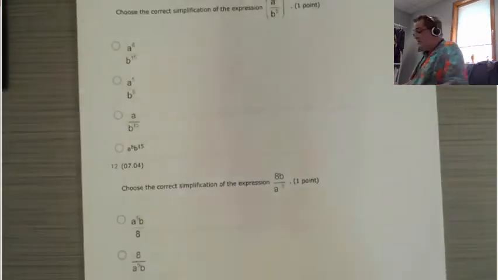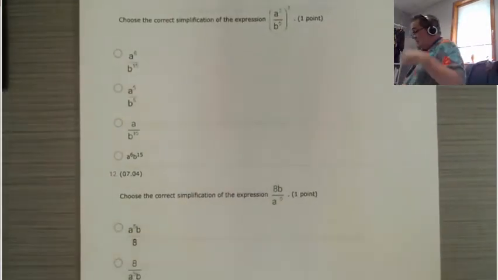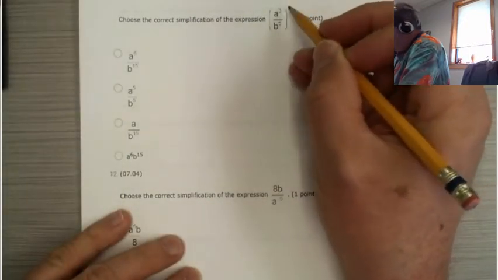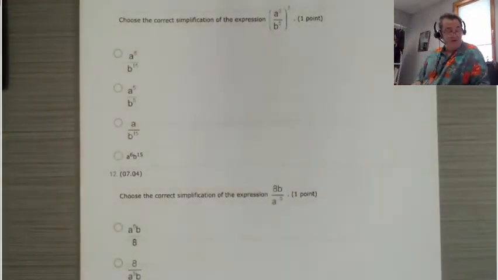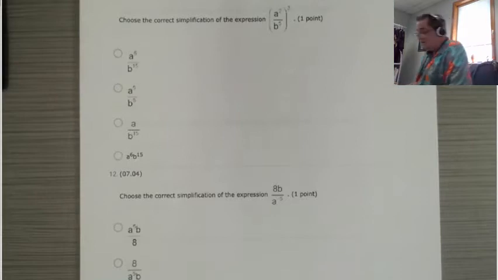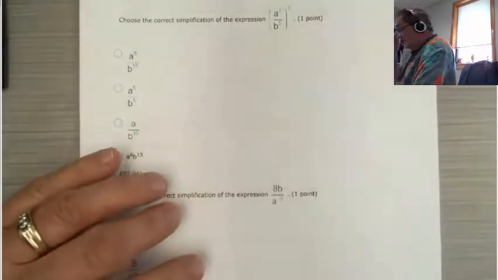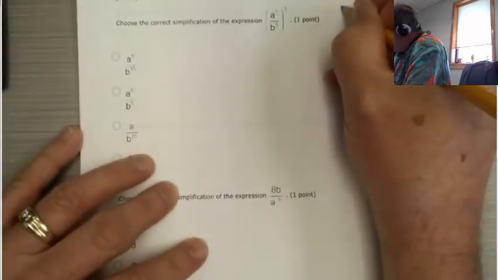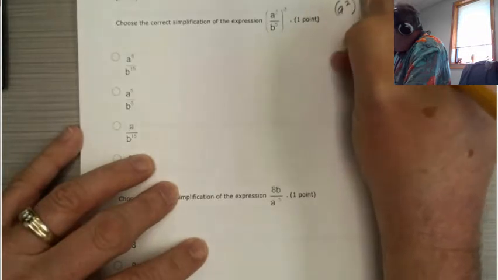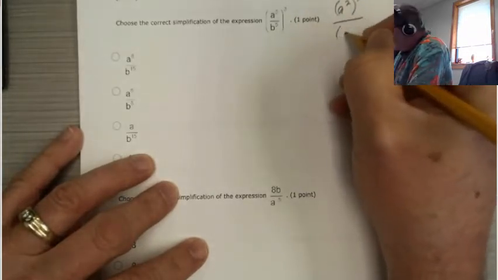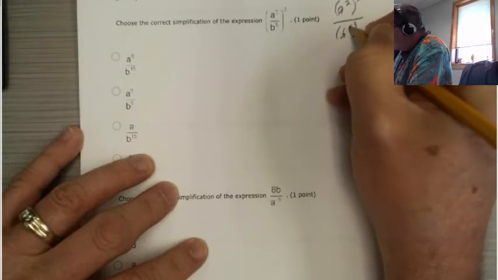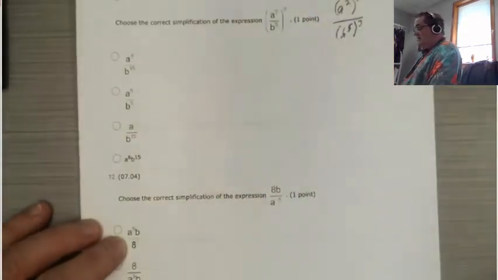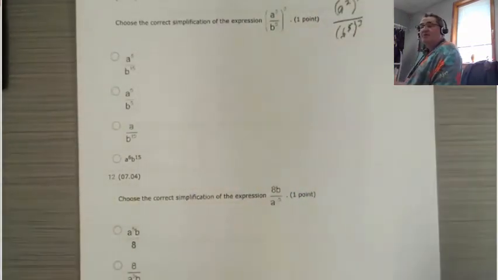Okay, moving on. Let's simplify this. Now we've got a squared divided by b to the 5th, all of that to the 3rd power. When you have a fraction like this, and you're raising it to a power, that is the same as a to the 2nd to the 3rd power divided by b to the 5th to the 3rd power. When both of those are raised to the 3rd power, we can split out the fraction and say the top and the bottom are both to the 3rd power.